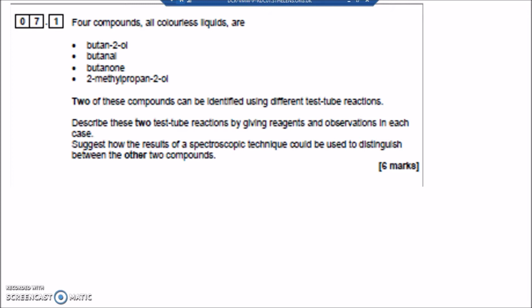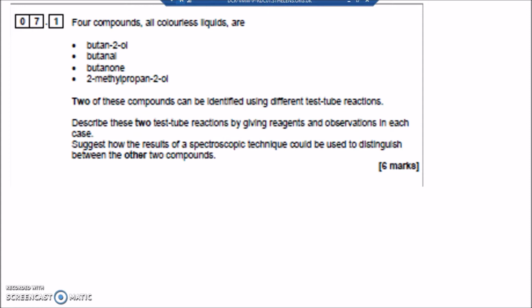Butan-2-ol, so the OH is at carbon number 2 of 4 in a line. So either side of the carbon with the OH, you've got a carbon to the left and a carbon to the right. It's a secondary alcohol. Now, a secondary alcohol will react with something like acidified potassium dichromate. Use the word acidified, it's got acid in there. Again, an important part of the test.